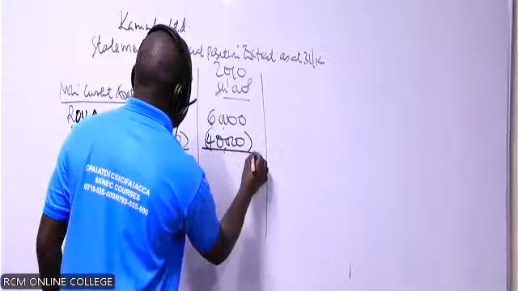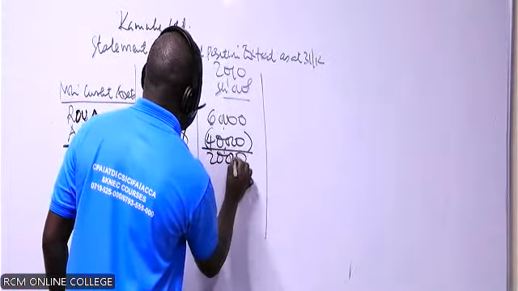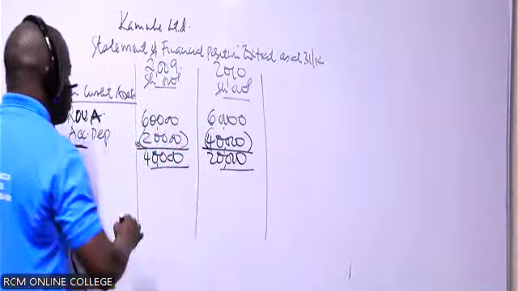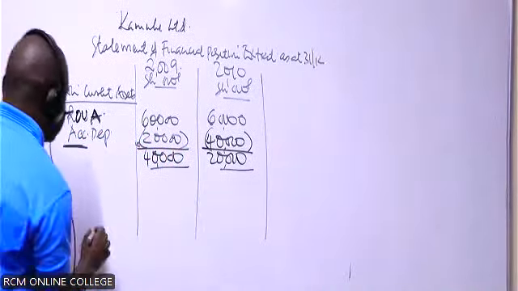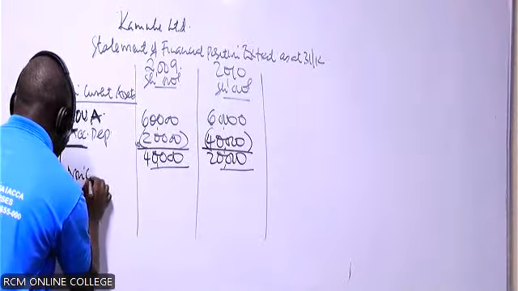So this one will likely be 20,000, like that. And of course, you'd have completed the part of non-current assets. Tunaenda non-current liabilities.